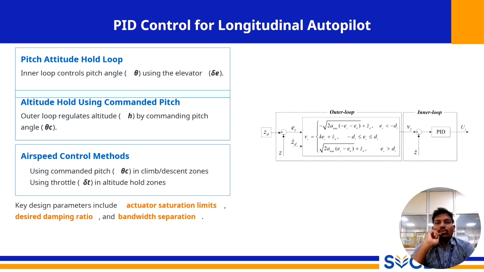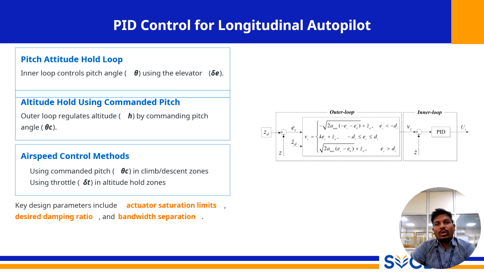Just as we use a nested loop structure for lateral control, we apply the very same design principle to manage the aircraft's longitudinal motion, that is, its pitch, altitude, and forward speed. This slide breaks down the components of a typical PID control for the longitudinal autopilot. The architecture is once again built around a fast inner loop and a slow outer loop, as shown in the block diagram. The foundation of longitudinal stability is the pitch attitude control loop.